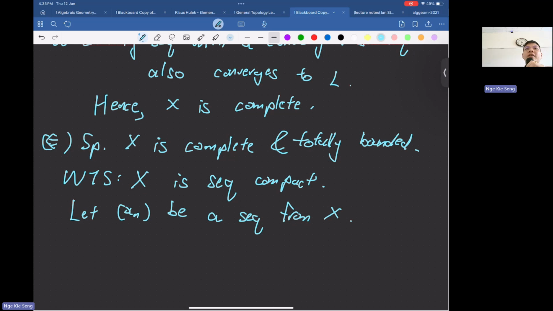So you want it to converge, right? You must pick some points that get closer and closer to each other. Is there any assumption here that you can use to control the distance between points? Totally bounded, right? There are finitely many balls to contain all the points. Your points are infinite, so they must squeeze somewhere.